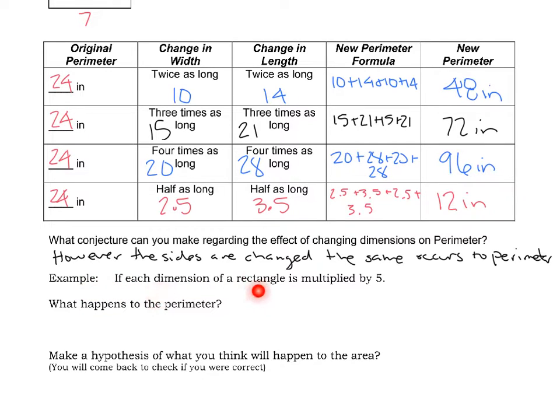So if each dimension of a rectangle is multiplied by 5, what happens to the perimeter? Well, it's 5 times bigger than the original perimeter.